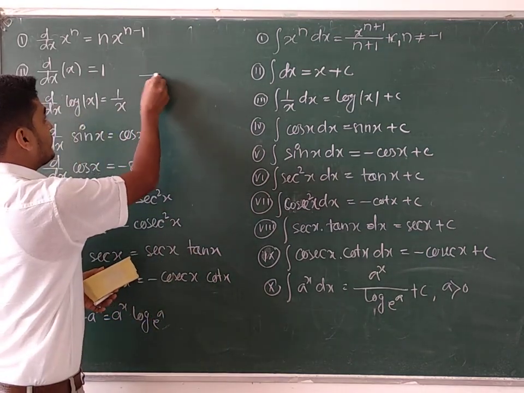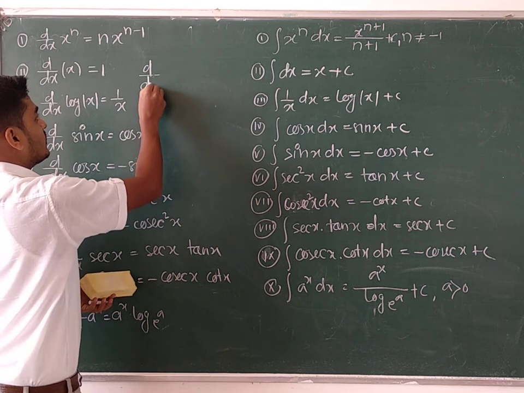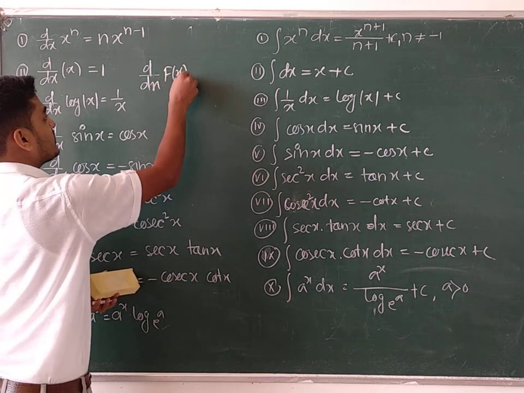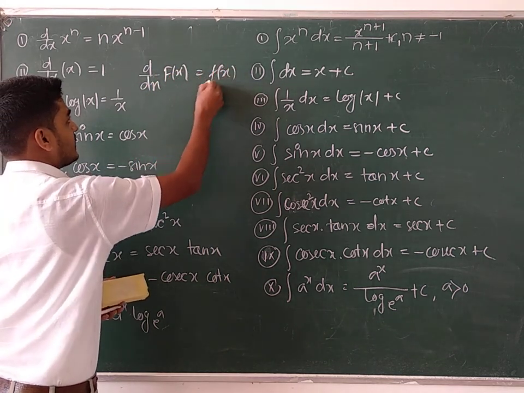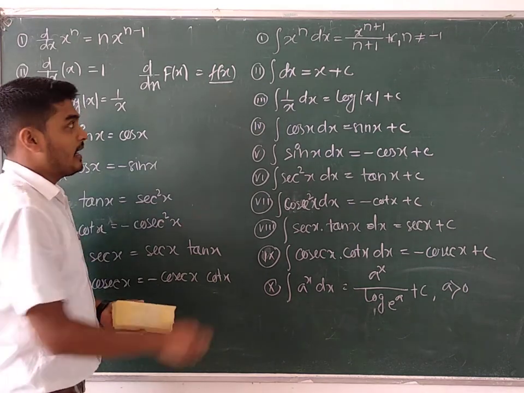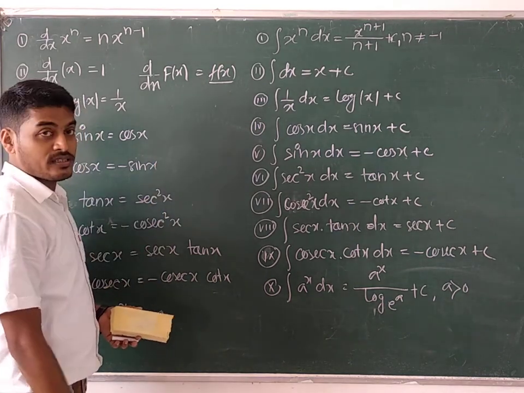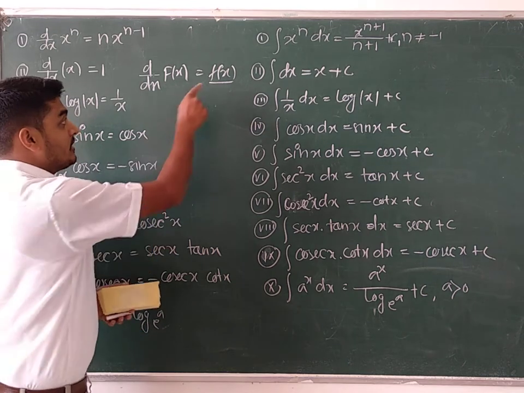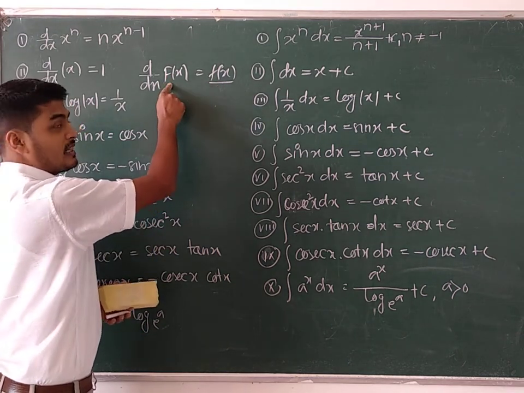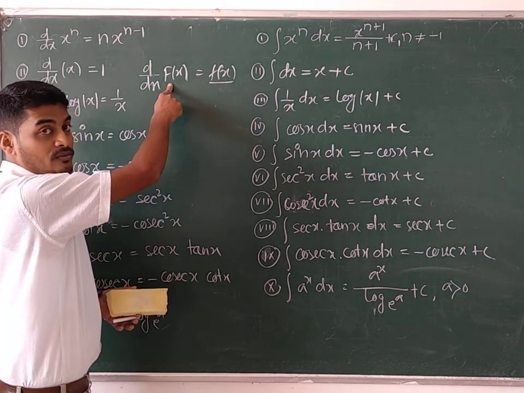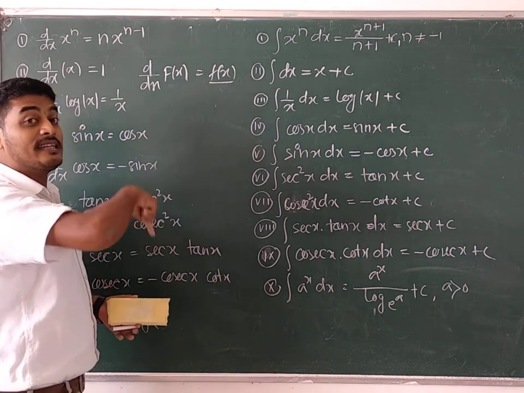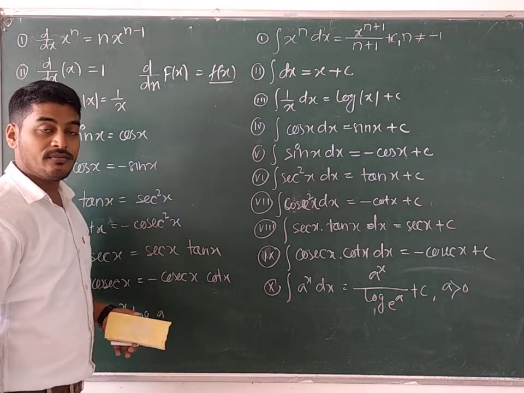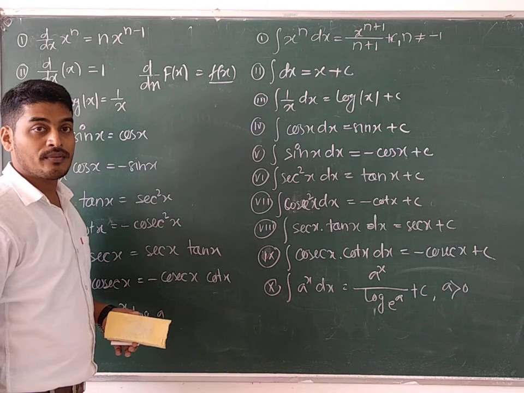So d/dx of capital F of x is equal to small f of x. Then f of x is known as the derivative, the derivative of capital F of x. And what is capital F of x? Capital F of x is known as the antiderivative. And that antiderivative is known as the integral of what?